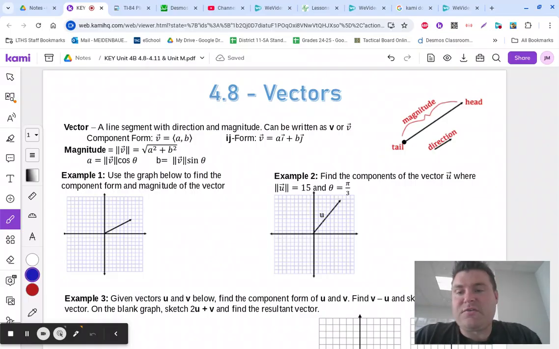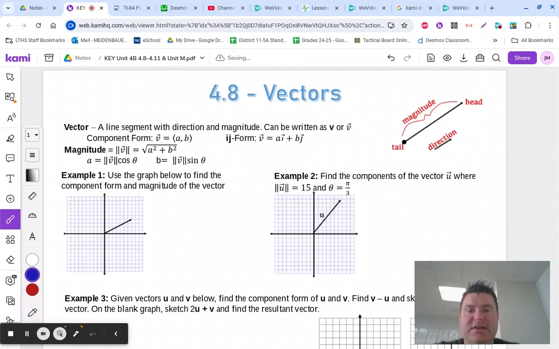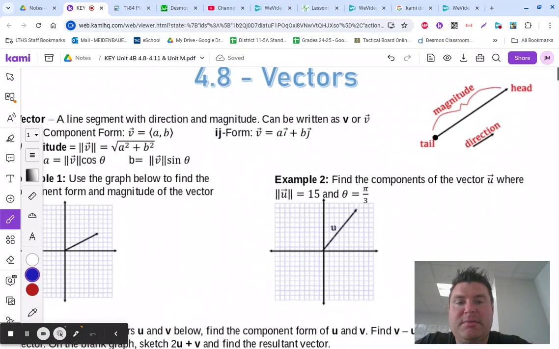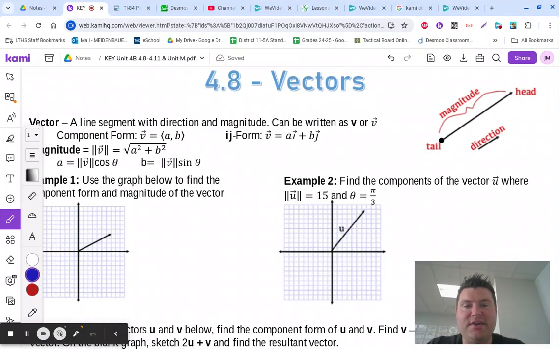Let's get at it. So first off, what is a vector? A vector is a line segment with direction and magnitude. So it's got two things there. It can be written as a bold V, or since we can't write in bold when we're writing, we just put a little arrow over it. So that's what that looks like.